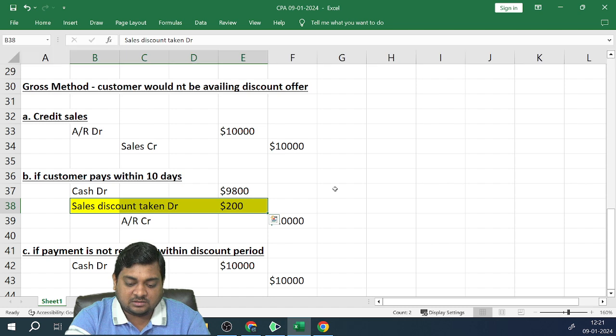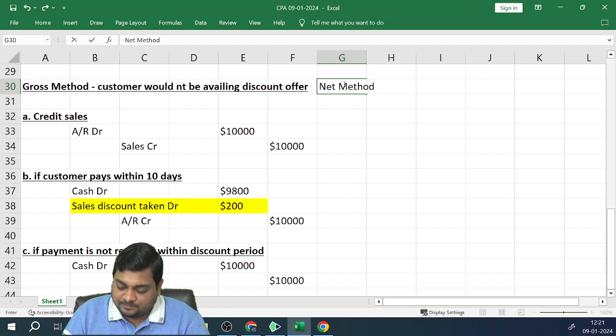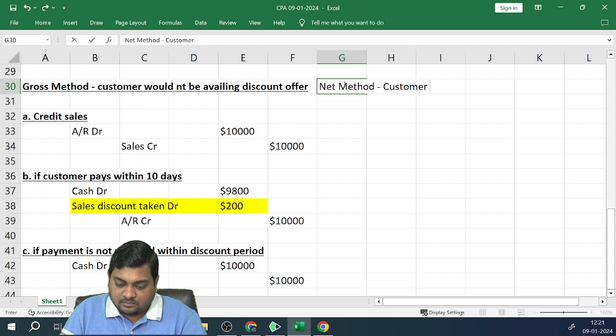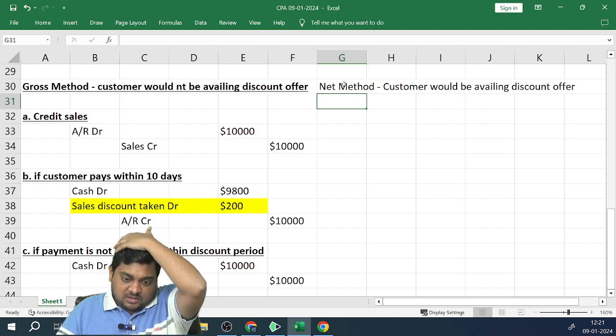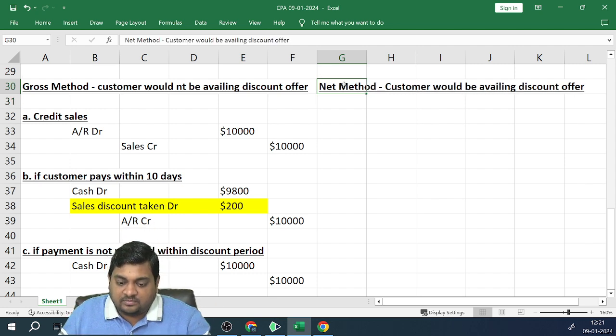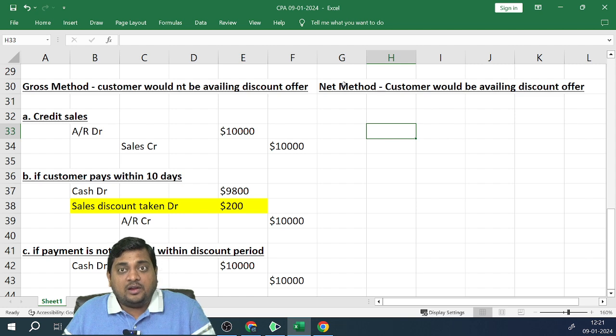So this is about the gross method. Now if I talk about the net method, we are assuming that the customers would be availing the discount offer, right? If customers would like to avail the discount offer, then for this credit sale, at the time of credit sales only we are going to show the discount taken, right?